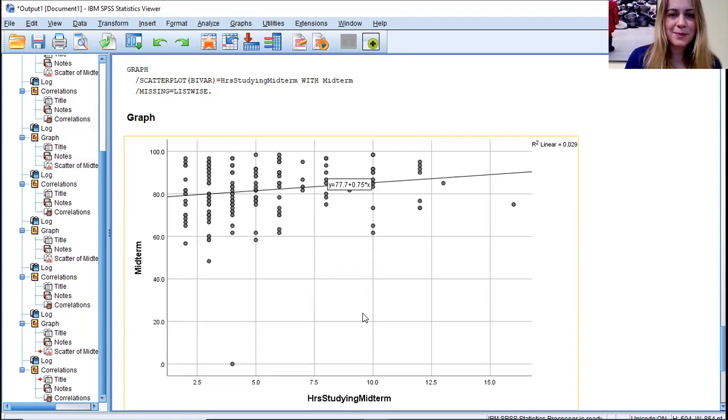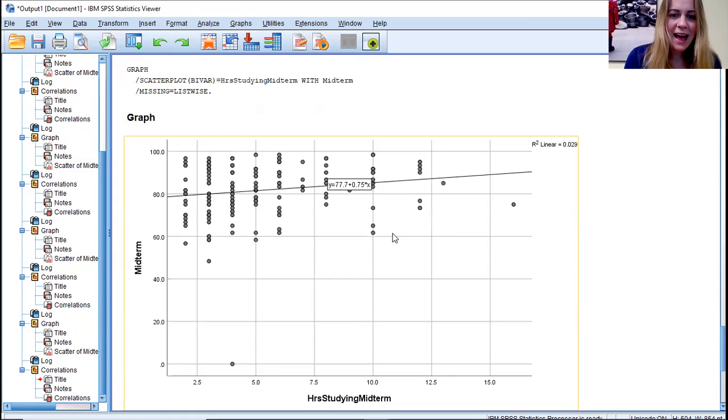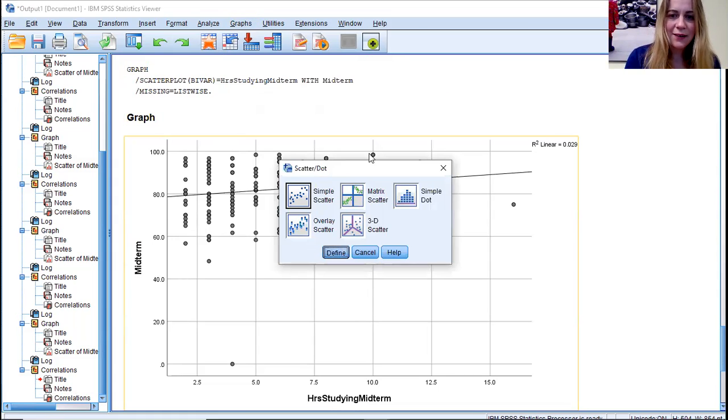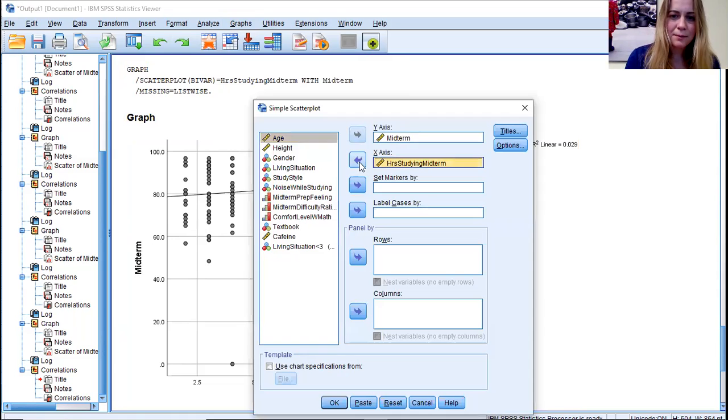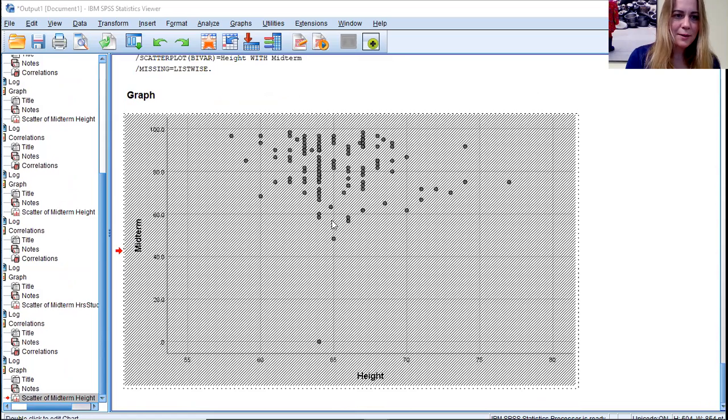Let's look at the relationship between two variables that probably won't show a correlation. Let's look and see what the relationship is between midterm scores and how tall you are. So we would again do another scatter plot, and here we go. We're looking here at midterm, but now we can look at height. Stick that over there, click OK. Here's our scatter plot. If we double click on it, we'll get our line.